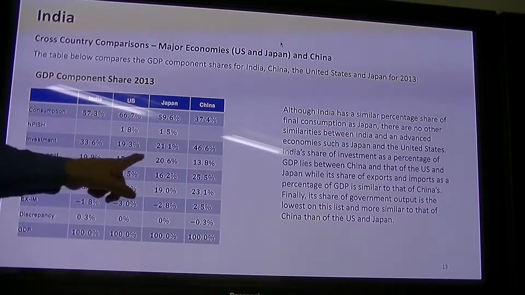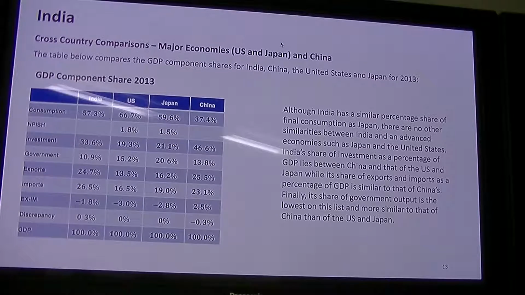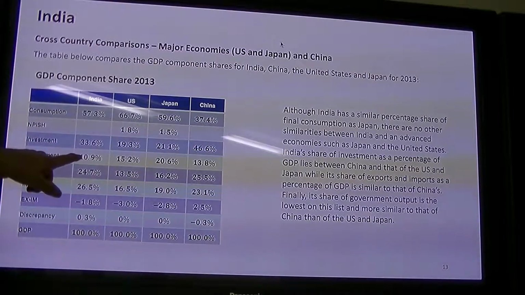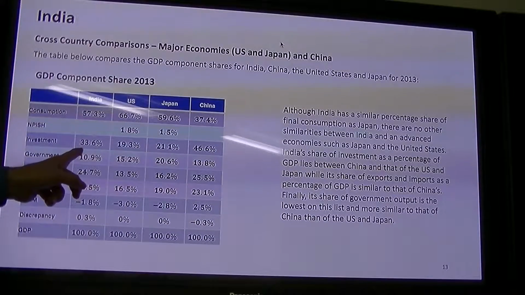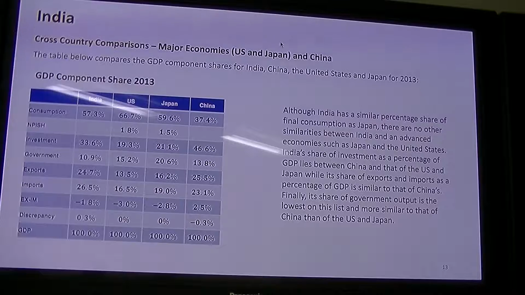And Japan, 19, 20, 21%. That's kind of typical for an advanced economy. These are fairly typical numbers. But here's another interesting thing: the government is a small part of the Indian economy. Again, who knows? It could be that the government creates so little value.